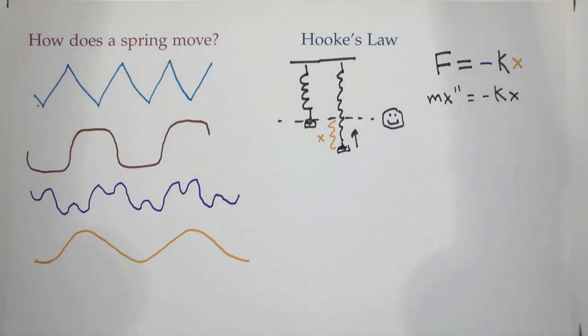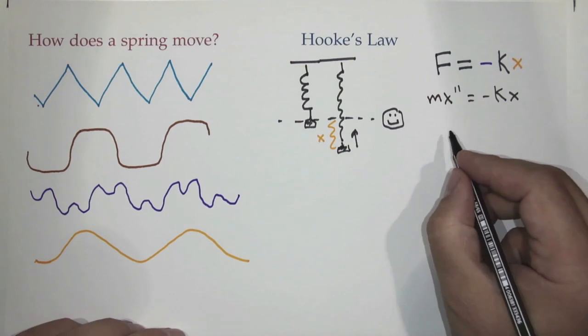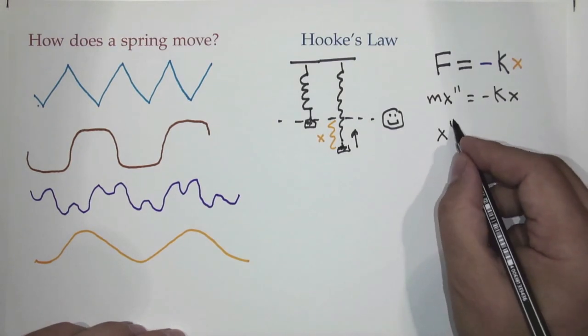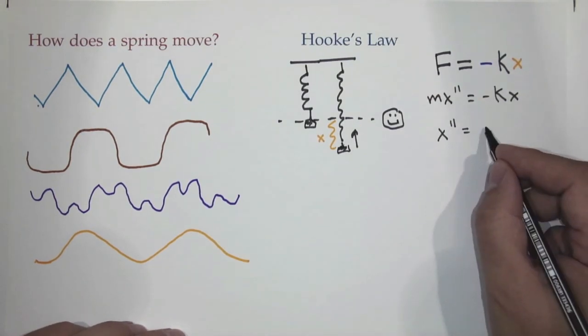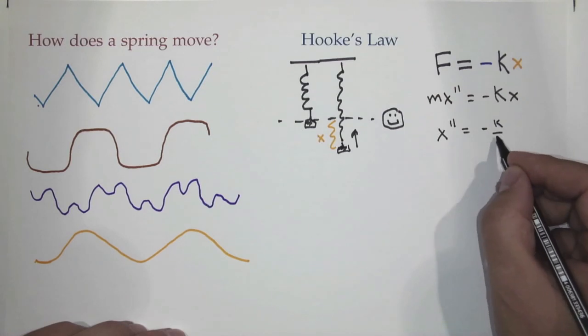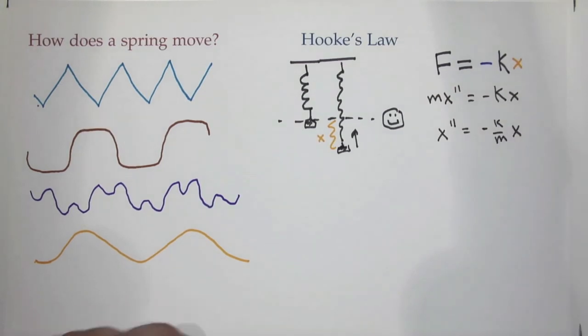Or if you like, you can say the second derivative is this quantity, minus k over m, times x. This is a differential equation because it involves a derivative. A differential equation is an equation which involves a derivative. All right, so we found a differential equation. Great. Now, we want to solve it.